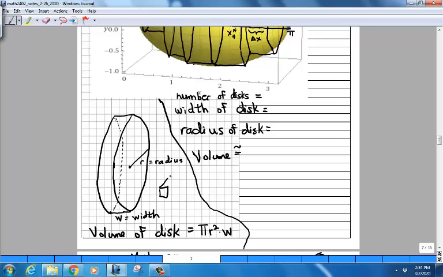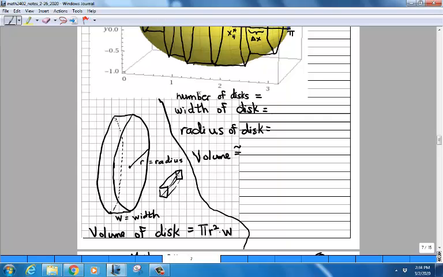Let me see if I can draw one here. Probably I'll screw it up, but yeah, there's a box, right? And of course, how do you compute the volume of a box?